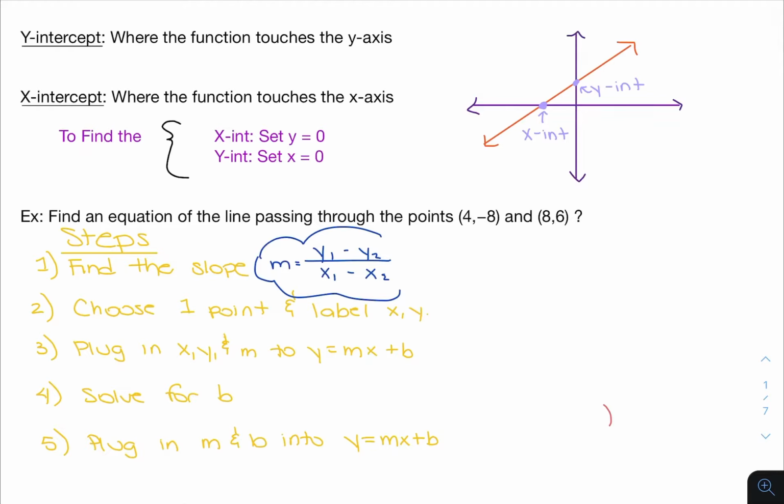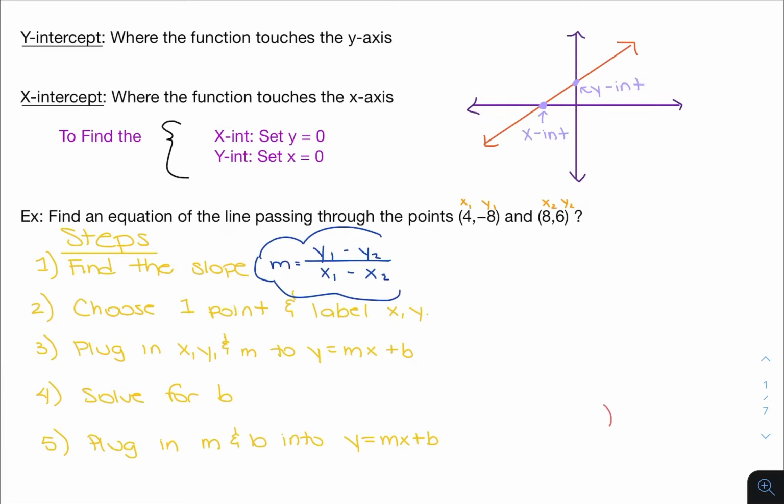So let's try finding the equation of a line passing through the points (4, -8) and (8, 6). On the side here, we have a list of steps that we can follow. The first step is to first identify the slope. And since we're given 2 points, we can use the slope formula of y1 minus y2 all over x1 minus x2. So let's label our points. This (4, -8) can be our x1 and our y1, and then the (8, 6) can be our x2 and our y2. So (4, -8) is our first point, (8, 6) is our second point.